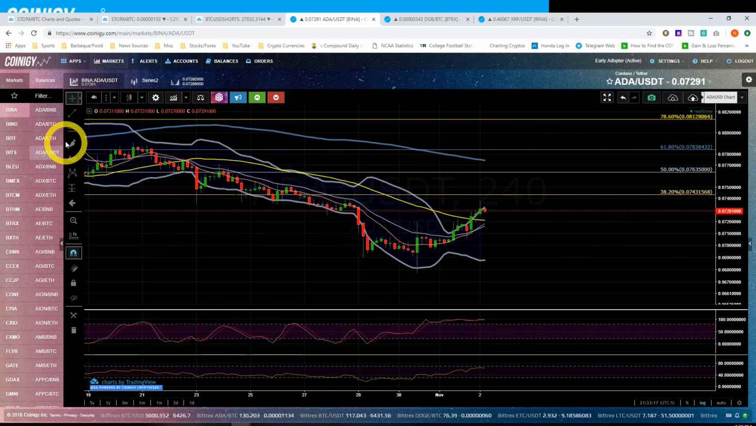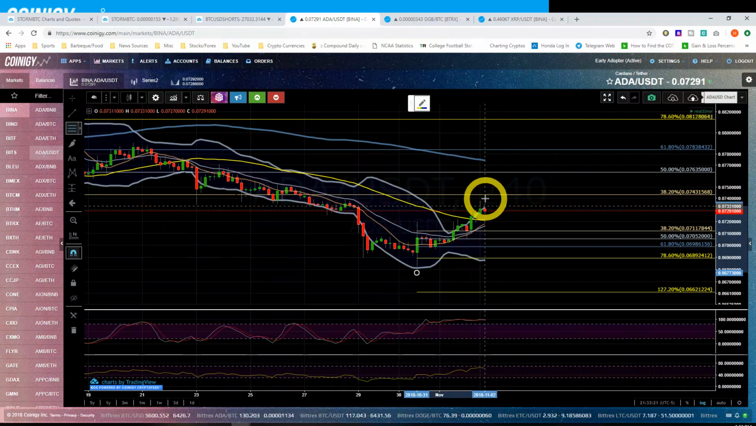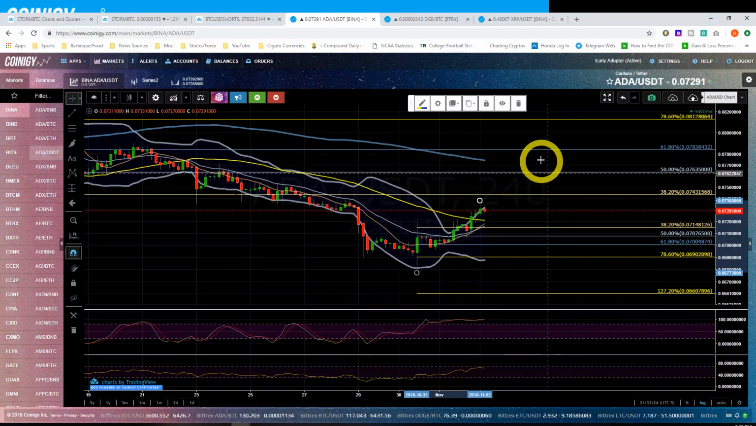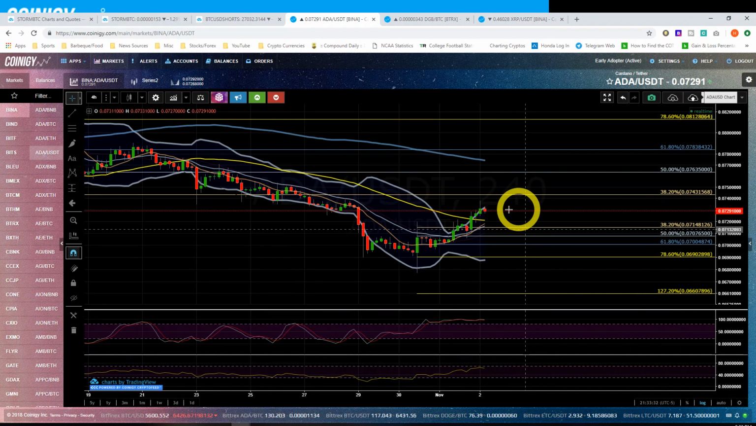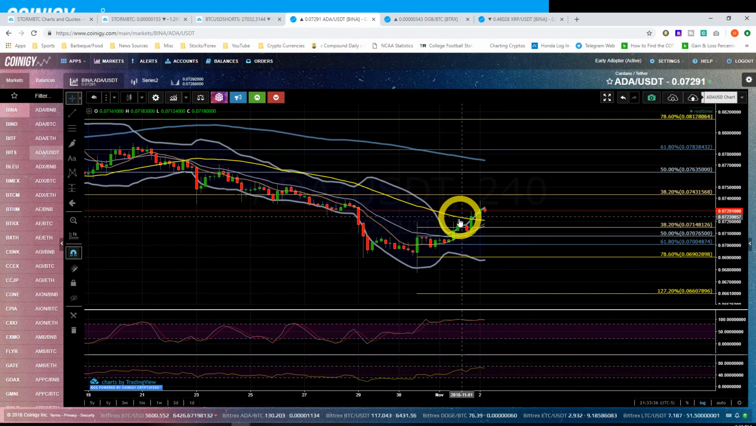Let's do this. And again, it's all about drawing your fibs and your retracements and picking your spots. So right back in here, 38.2 retracement, probably a good spot to maybe start thinking about it. But if it can hold that 50 EMA, who knows?